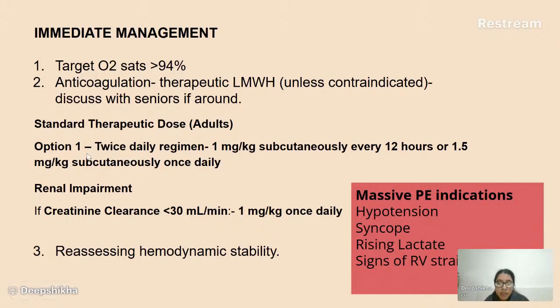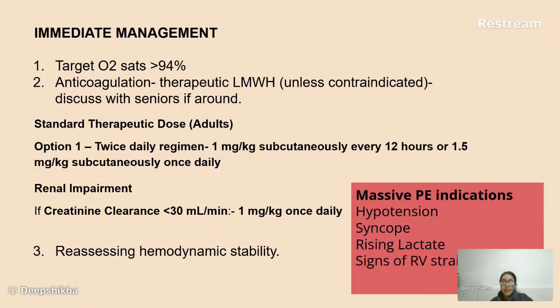In terms of dosing, two options. Either you can do a twice daily regime of 1 milligram per kilogram subcutaneously every 12 hours, or you can just do 1.5 milligrams per kilogram subcutaneously once daily. Most common one is option one. If they've got renal impairment, then you calculate their creatinine clearance, because the enoxaparin is essentially all renally excreted. If it's less than 30, then you just give them 1 milligram per kilogram once daily.